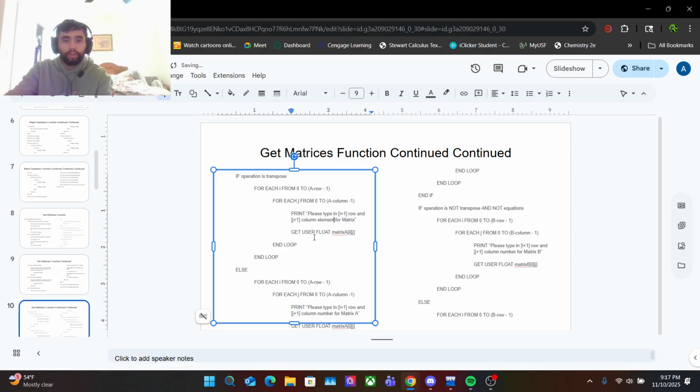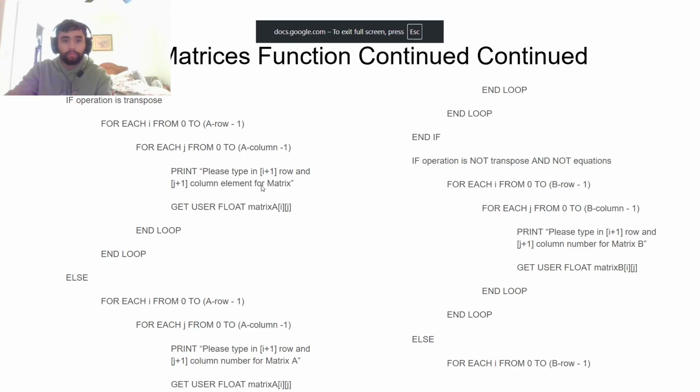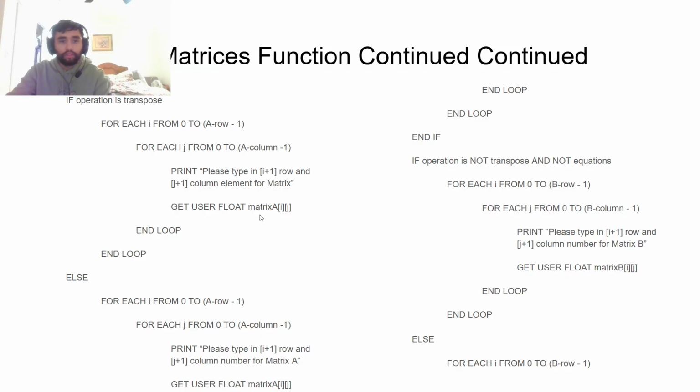I mean, number does work, but I think it's more specifically better for element. Then it gets the user input for the float for that specific element. So first iteration will go 0, 0, second iteration will go 0, 1, 0, 2, and then it'll only go from 0 to column minus 1. So for a 3 by 3, it would be 0 to 2, for example, and then it'll go to the next I iteration to the next row, and you get the point. Same logic, and that's if it's transpose.